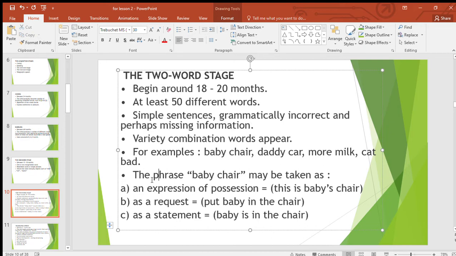For example, the phrase baby chair. Let's say your child comes to you and says, Mama, baby chair, please. It can be taken as a request, that maybe the child wants to be put in his chair. Or he just wants to say, Hi ma, I'm in my chair, as a statement. Or he just wants to show you, because babies are very cute, that this is his or her chair. Maybe the chair is very bright and colorful, and the infant is very proud of having that chair.